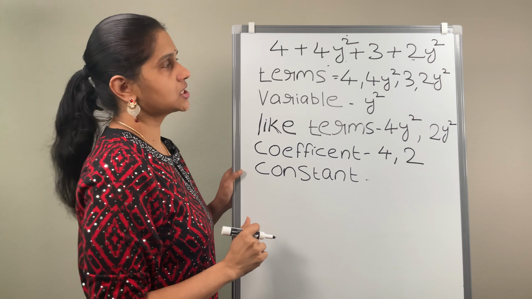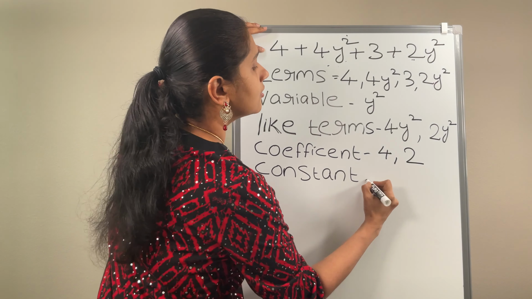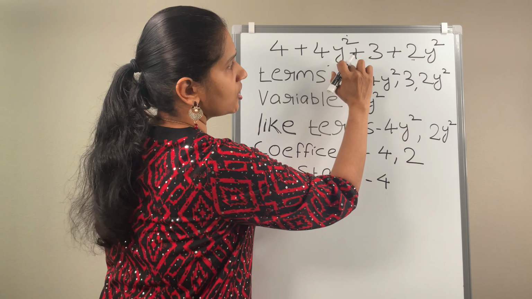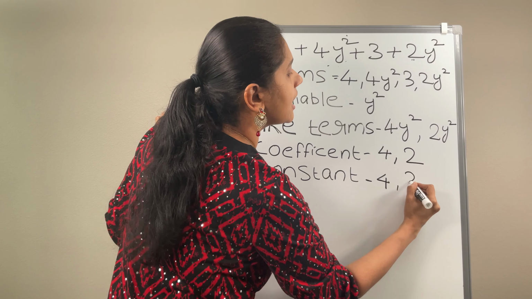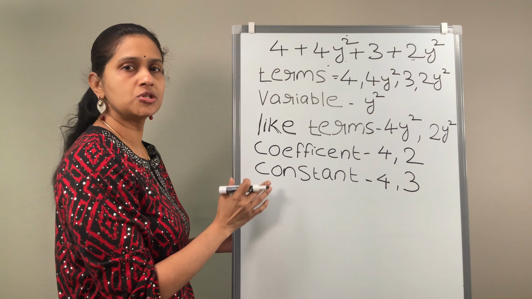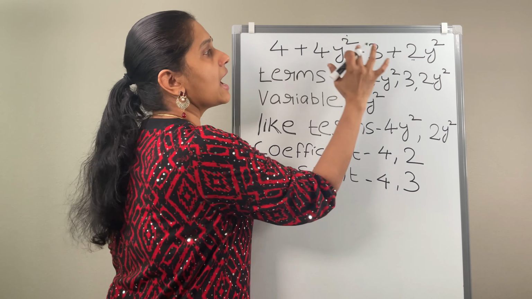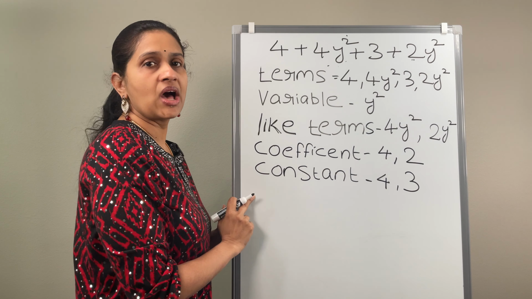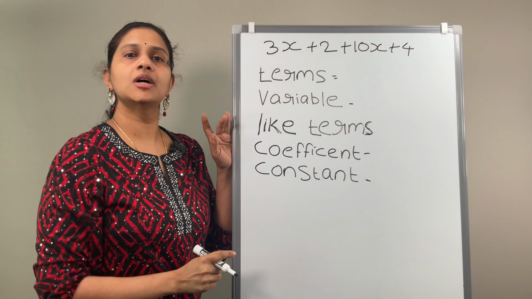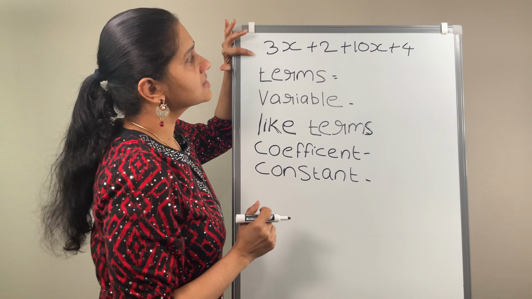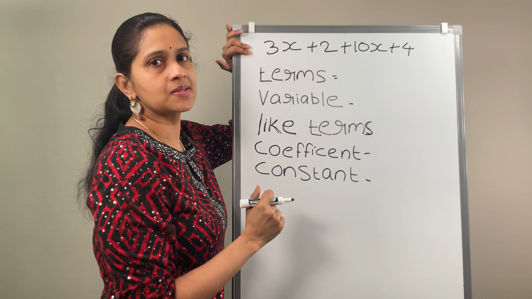What about the constants? Here the constants are 4 and 3, since 4y square has a variable. 3 doesn't have a variable. So, the parts of an algebraic expression which don't have a variable are referred to as constants. Consider one more example: 3x plus 2 plus 10x plus 4.